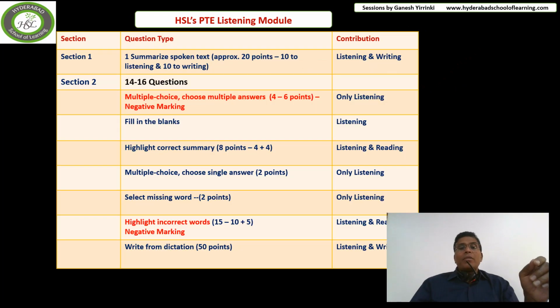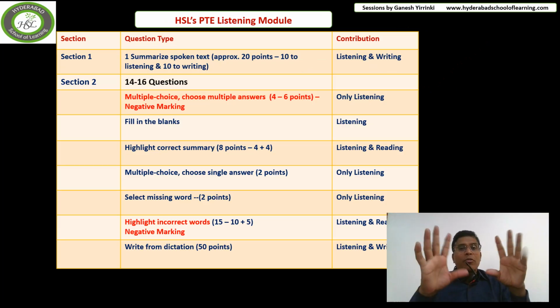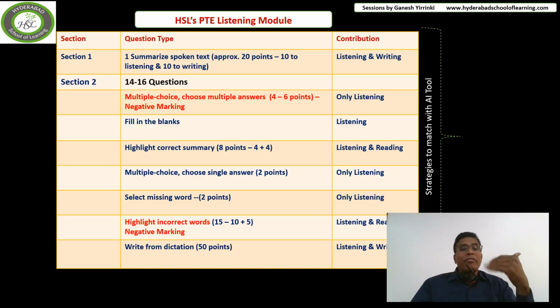Then we have a listening module, and there are totally 8 questions in the listening module, and these 8 questions are in two different sections. Section 1 has only one question type, called summarize spoken text, and we get only one question, and this contributes to listening and writing scores. Section 2 has separate time, and there are 7 questions, and in the exam also we get questions in the same sequence that you find on the screen.